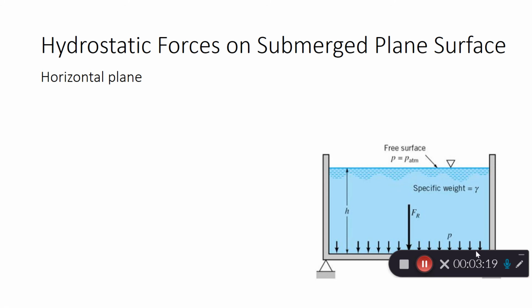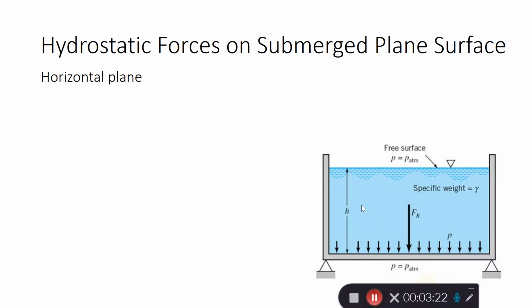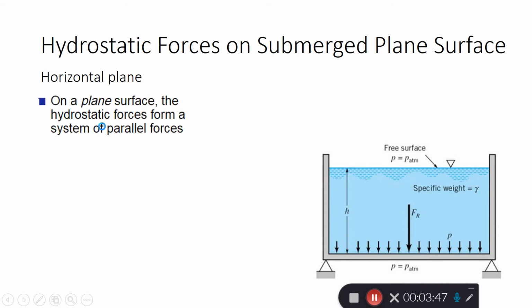So let's take this example. You have a pool. This surface is open to the atmosphere. Therefore, P is P atm. This is also called the free surface, which means it's not being covered with anything. For the horizontal plane, obviously we only have one here, which is the base of the pool. You can see that on a plane surface, the hydrostatic forces form a system of parallel forces. All these small arrows are parallel forces, and they are equally spread onto the surface.